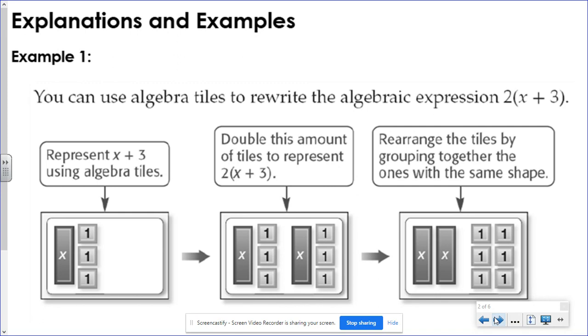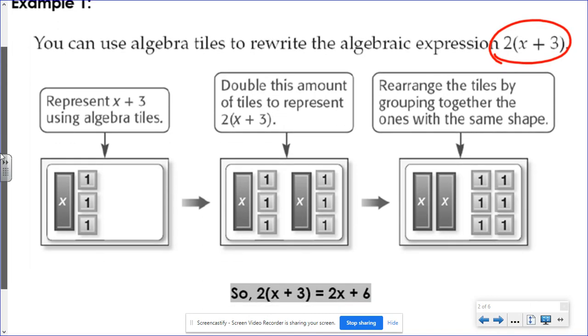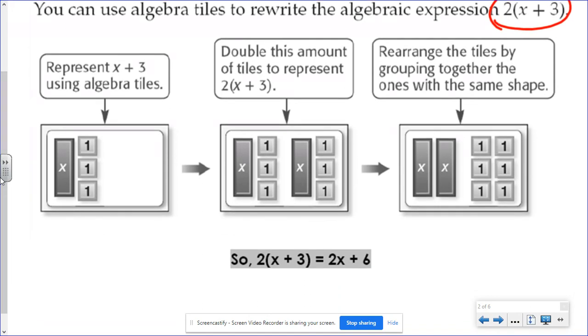So here's kind of a visual to help you to understand the distributive property. Here is my expression. 2, and then the inside of the parentheses, I've got x plus 3. So 2 times x plus 3. But because the 2 is on the outside, it's saying I've got 2 of those x plus 3 things. These pictures that I have here, these are called algebra tiles. So this is saying that I have, this is an x plus 3 right here.